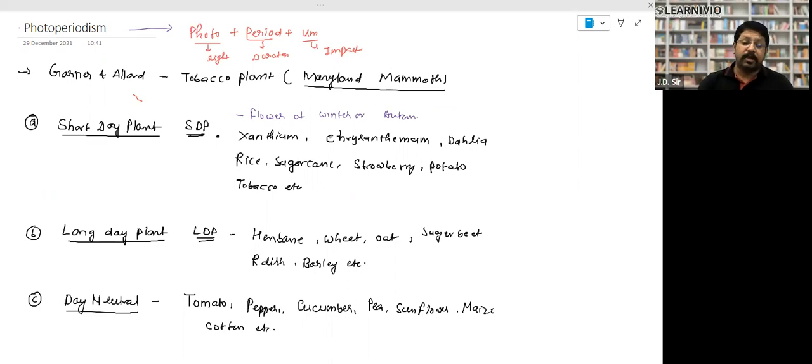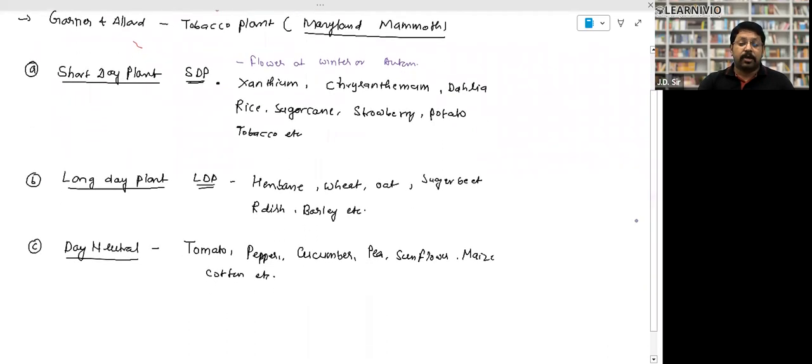You have to remember the names. Examples of short day plants: Xanthium, chrysanthemum, dahlia, rice, sugarcane, strawberry, potato, and tobacco. The examples written here you have to cram by heart, because you will get questions asking which of the following is SDP, which is LDP, and which is DNP.